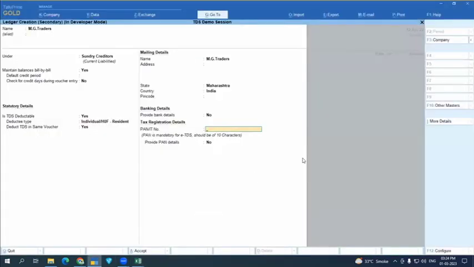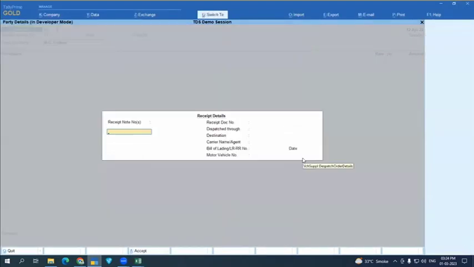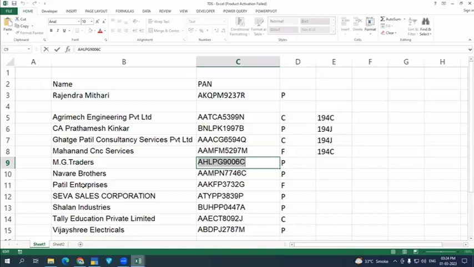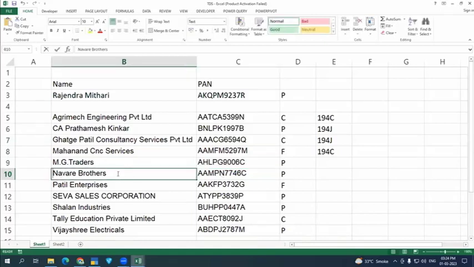So what is the scenario? PAN is available. Labor charges I am taking here, only 20,000. Obviously, TDS will not be deducted. I know TDS will not be applicable. Accepting it. Only one entry that party has. Let's take another party.